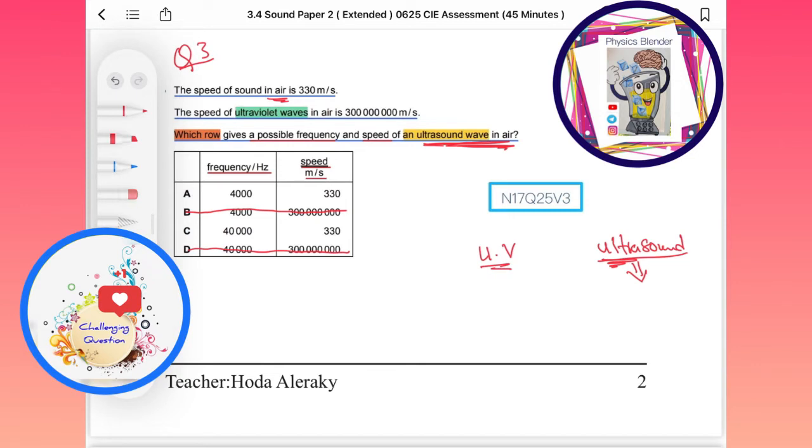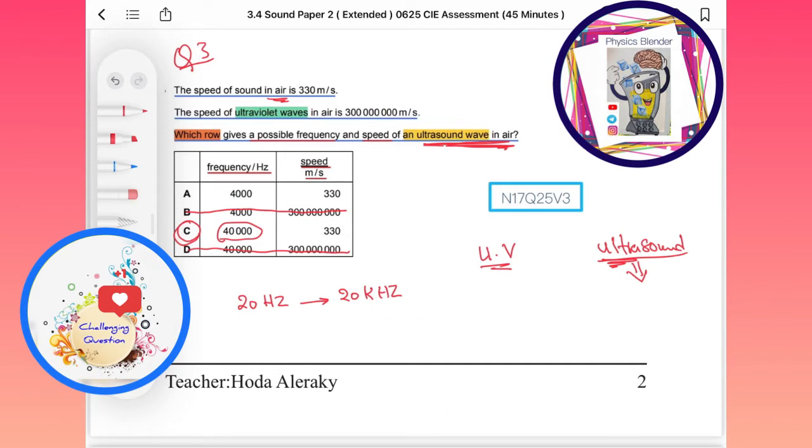The correct answer is C, because you have to choose a high frequency exceeding the audible human hearing range, which is between 20 hertz and 20 kilohertz. So you have to choose a value exceeding this value.